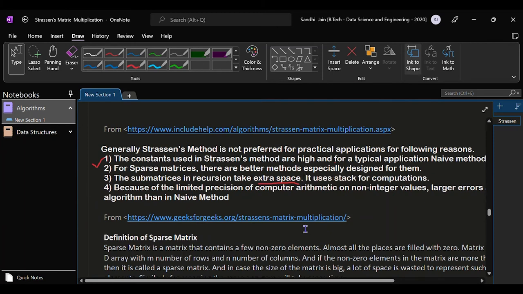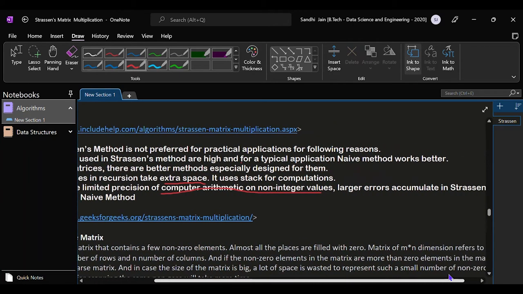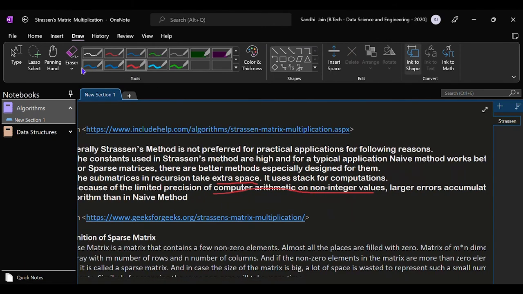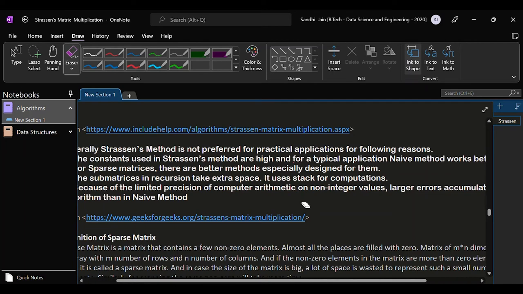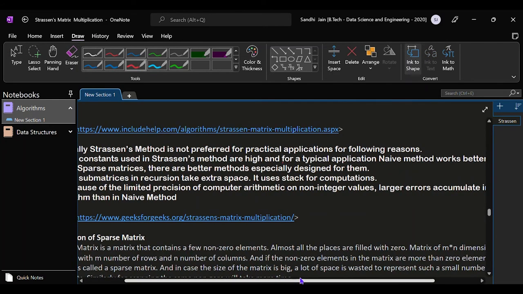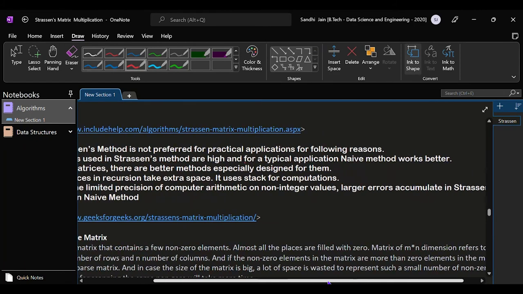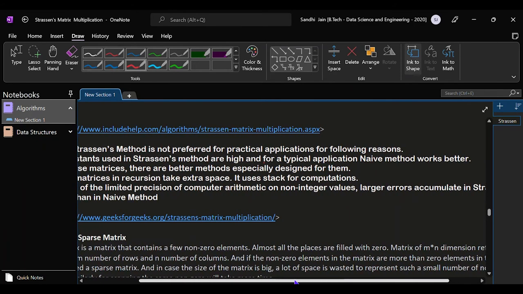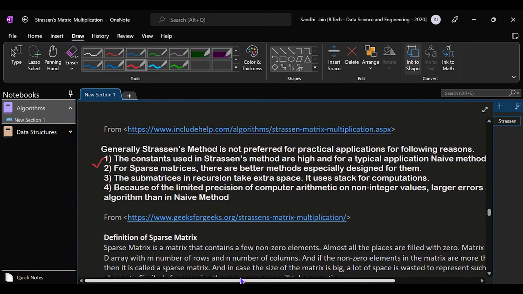Okay, so there is some extra space being consumed because of the limited precision of computer arithmetic on non-integer values. Larger errors accumulate in this algorithm. यानी जब आप decimal systems का use करेंगे तो उस केस में यहाँ पर पक्का बहुत सारे large errors आएंगे. I'm sorry, not negative values, all the decimal values, fractional values, whatever be the case, तो यहाँ पर error आते हैं because computer का arithmetic precision is less.